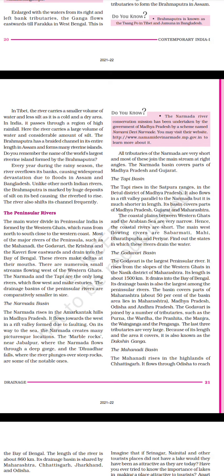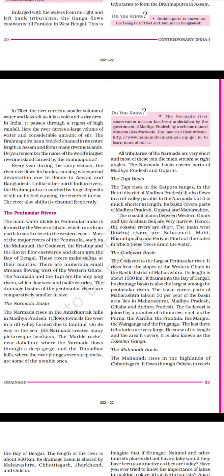The Godavari Basin. The Godavari is the largest peninsular river. It rises from the slopes of the Western Ghats in the Nasik district of Maharashtra. Its length is about 1500 kilometers. It drains into the Bay of Bengal. Its drainage basin is also the largest among the peninsular rivers. The basin covers parts of Maharashtra. About 50% of the basin area lies in Maharashtra, Madhya Pradesh, Odisha, and Andhra Pradesh.